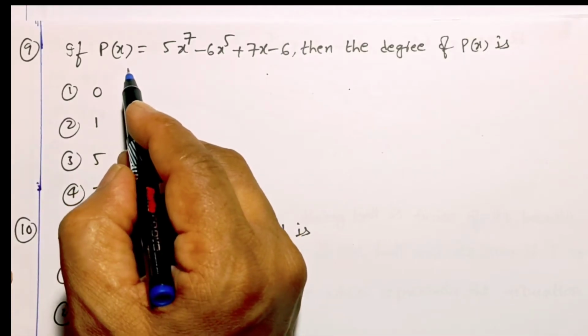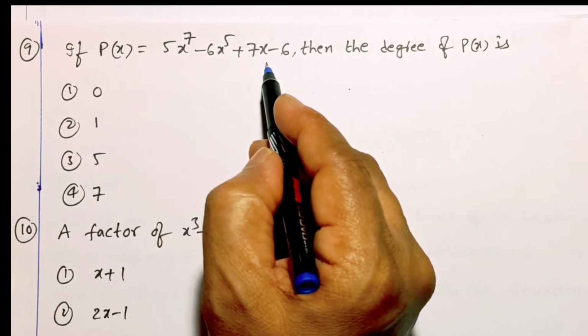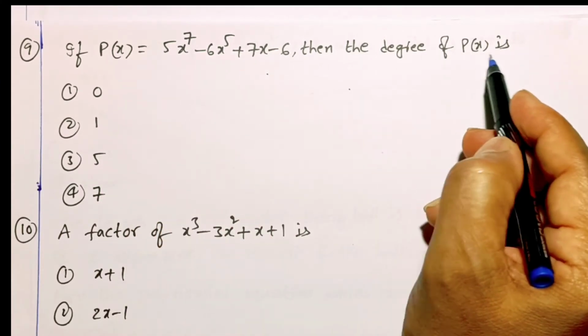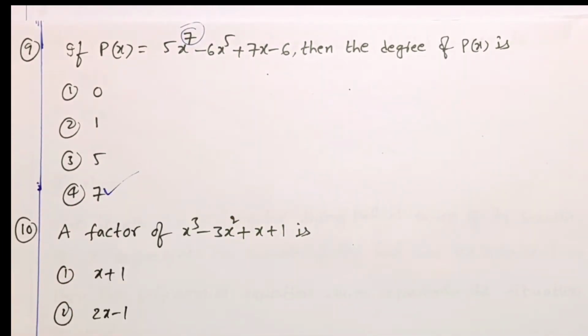Question number 9. If p of x equal to 5x power 7 minus 6x power 5 plus 7x minus 6, then the degree of the polynomial. Degree means here 7. 7 is the degree of the polynomial.